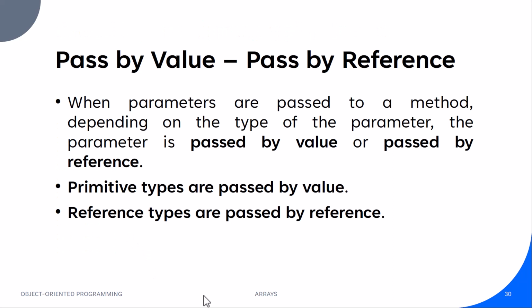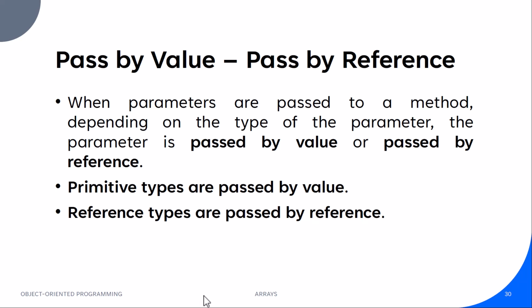Now let's look at an important mechanism for programming. And this is not just for Java, this is similar for many programming languages. We pass parameters to methods and functions either using pass by value or pass by reference. And there are certain rules that we have to follow when we need to pass by value or when we need to pass by reference.